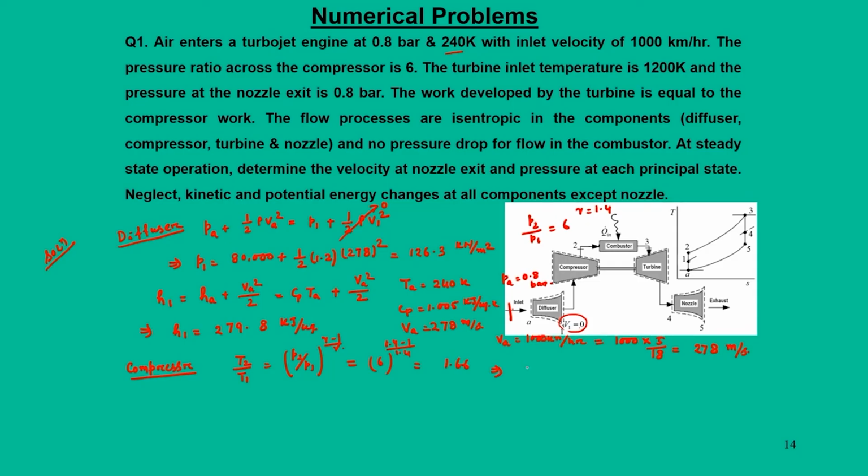Now we do not know T1, but we know H1. H1 is equal to Cp times T1. This implies T1 is equal to 279.8 divided by 1.005. So this number is 278.4 Kelvin. So we know T1, we know this ratio. So this will give you T2 is equal to 463.9 Kelvin.